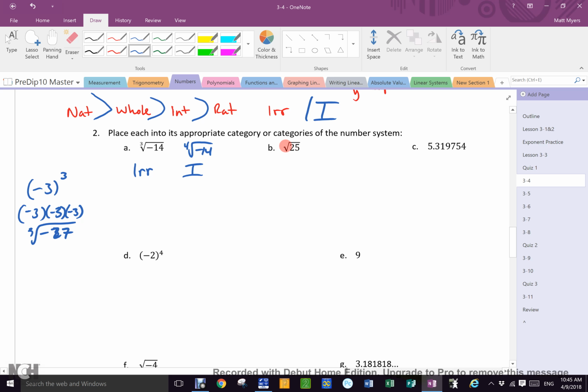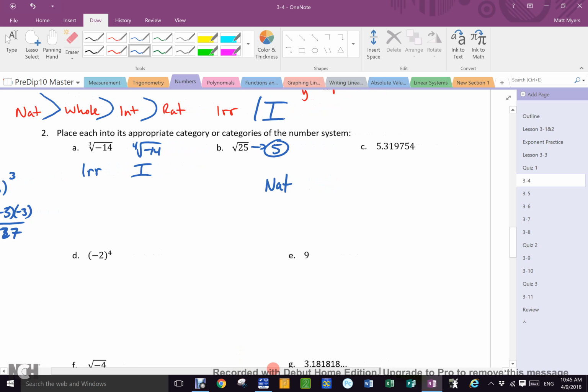What's this guy? Is that guy rational? He's a natural. Why is he natural? Because the square root of 25 equals 5, and 5's a natural. There's no reason to say it's a whole number unless it's 0.